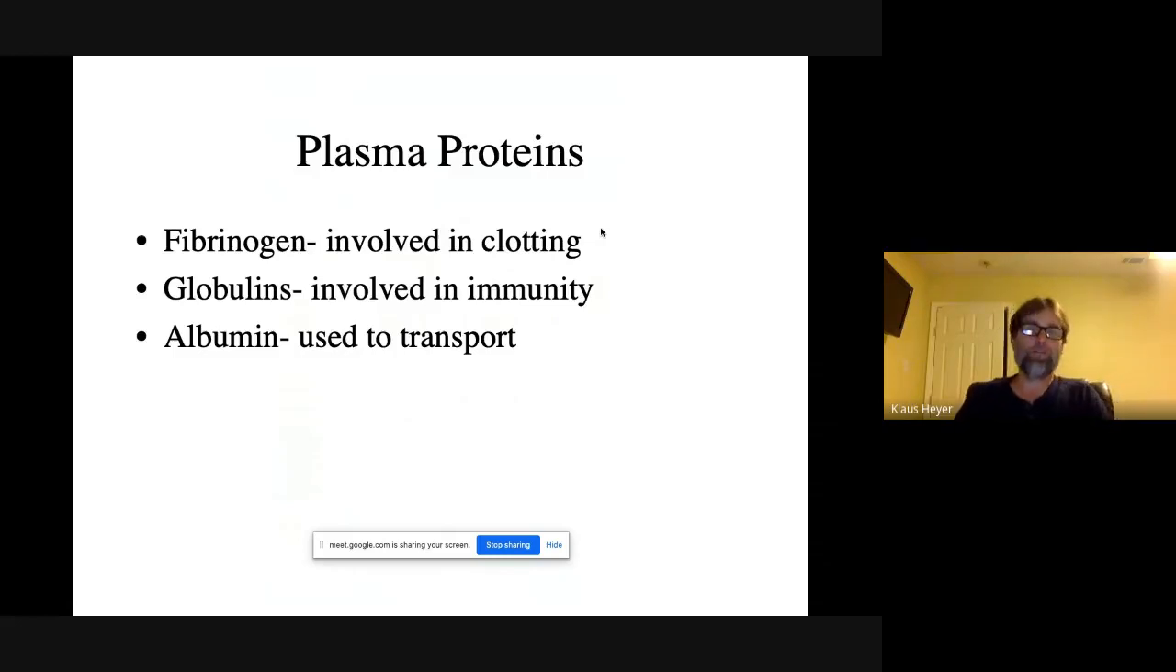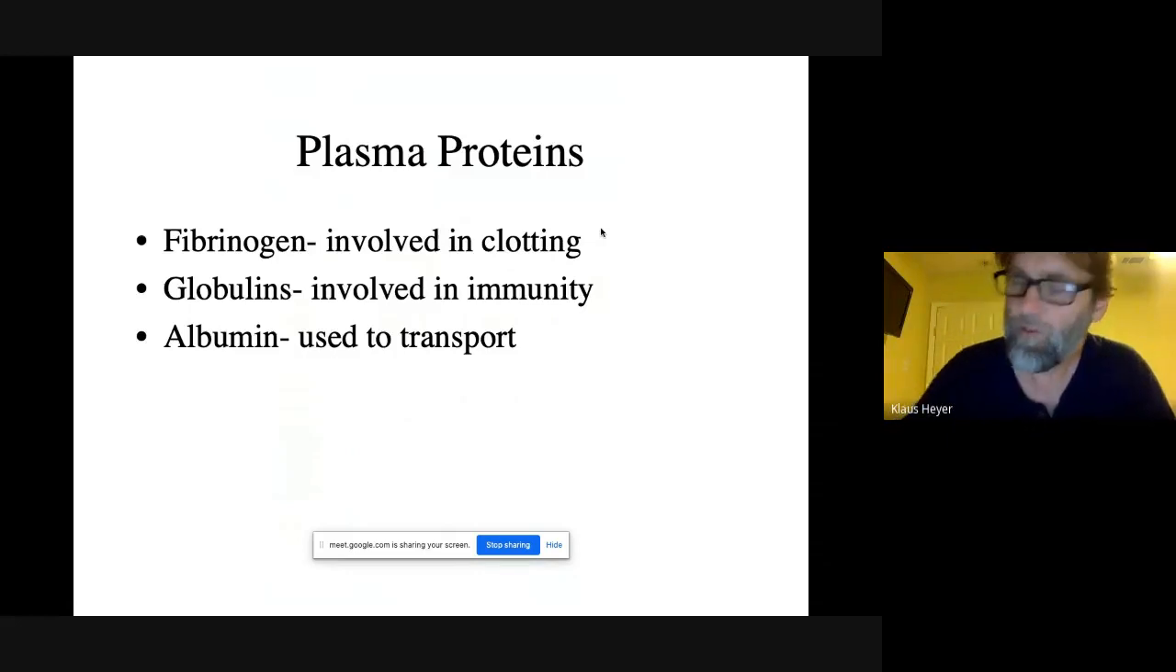For this slide, I definitely want you to know it. It's definitely something I might ask on a test: what are the three plasma proteins, and what do they do? This slide would take care of that.